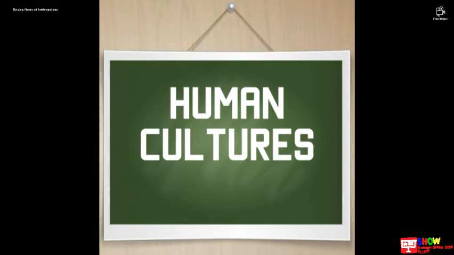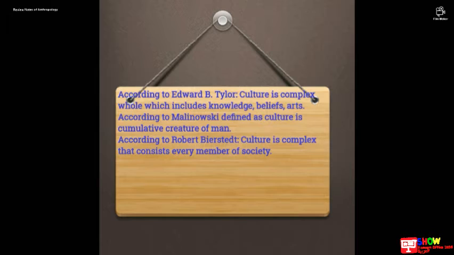Let's go to the next unit, unit 2, which is known as human cultures. According to Edward B. Tylor, culture is a complex whole which includes knowledge, beliefs, arts. According to Malinowski, culture is the cumulative creation of man. According to Robert Bierstedt, culture is a complex that consists of everything that members of society have.